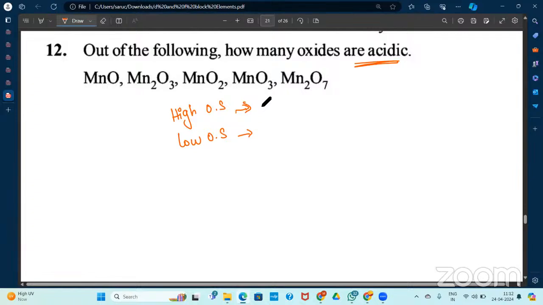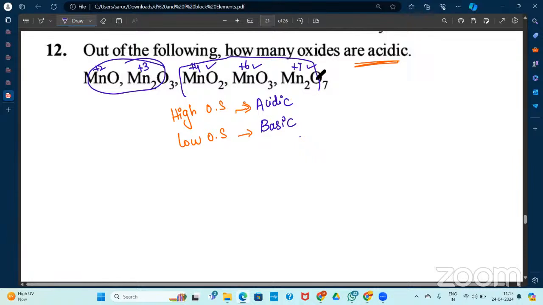Okay. So now you have to find out how many oxides are acidic in nature. Like Mn2O7, what is the oxidation state over here? Plus 7, which is high, so it is going to be acidic. MnO2, the oxidation state is plus 4, and MnO3 is also considered. So what is the total number of acidic oxides over here?